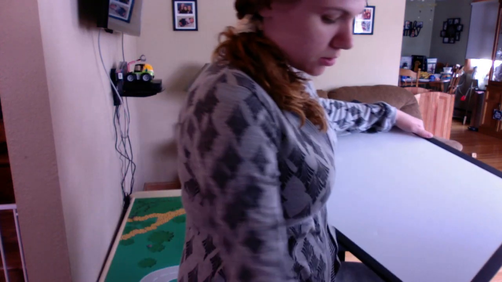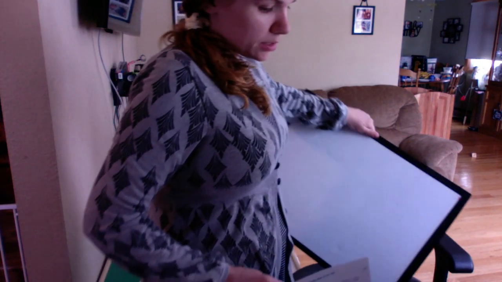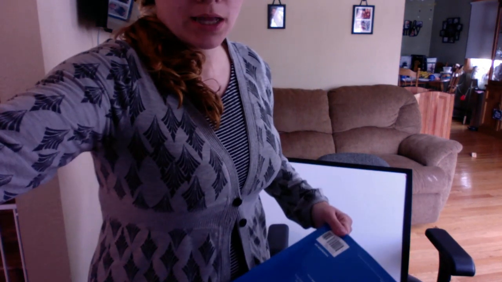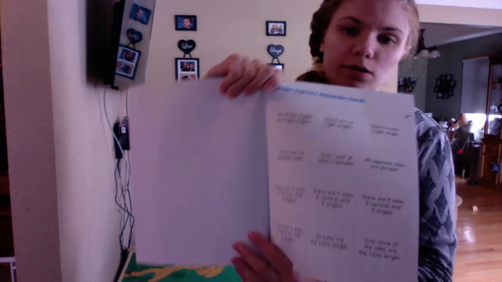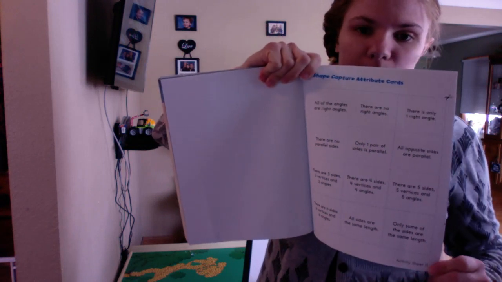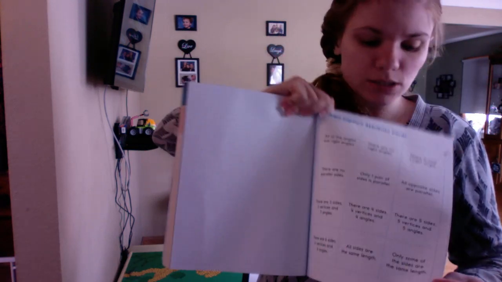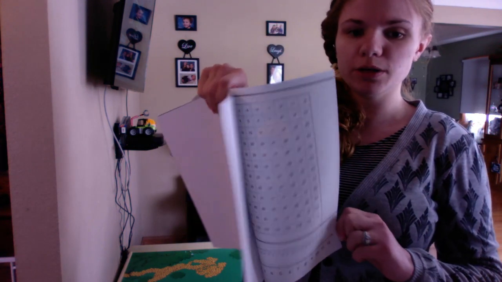Okay, so this lesson is mostly going to be a lot of review from last week. What you're going to be doing is playing a game, which you will need to use this page right here. It says Shape Capture Attribute Cards. It's on activity page 13. It's those pages way in the back, those harder pages that are made with the cardstock.